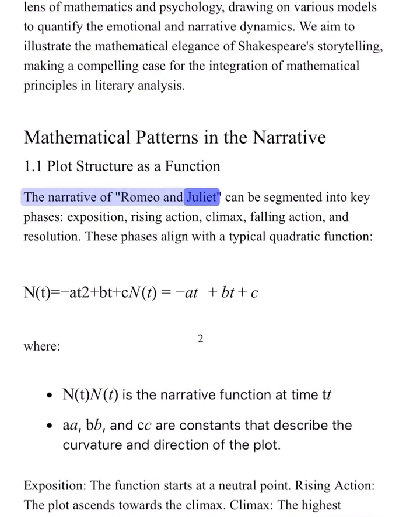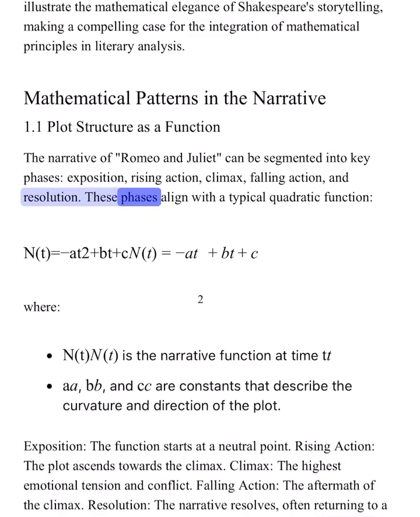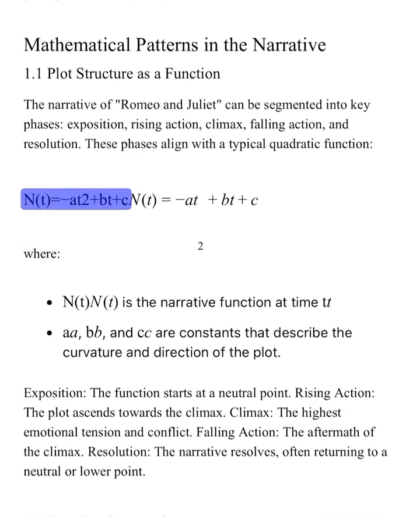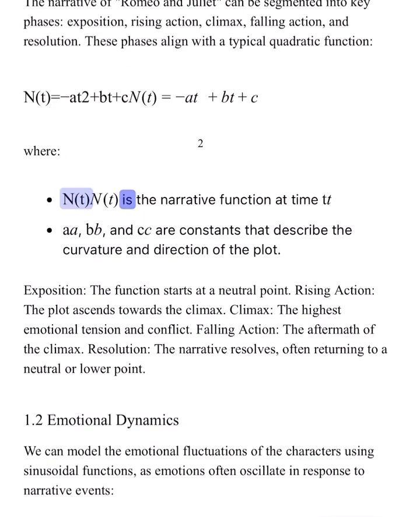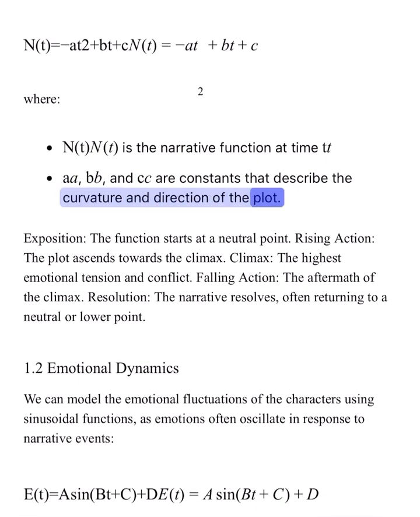Mathematical patterns in the narrative. 1.1 Plot structure as a function. The narrative of Romeo and Juliet can be segmented into key phases: exposition, rising action, climax, falling action, and resolution. These phases align with a typical quadratic function, N(t) = at^2 + bt + c, where N is the narrative function at time t, and a, b, and c are constants that describe the curvature and direction of the plot.